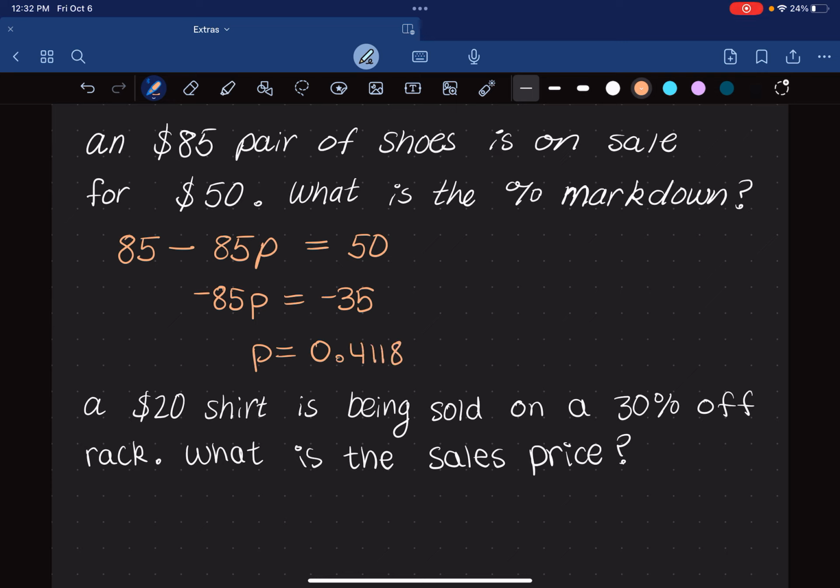0.4118. I'm rounding to the fourth digit after the decimal point. And then if I want to write this as a percentage, I would have 41.18% would be my percent markdown. Basically, the pair of shoes is 41.18% off.